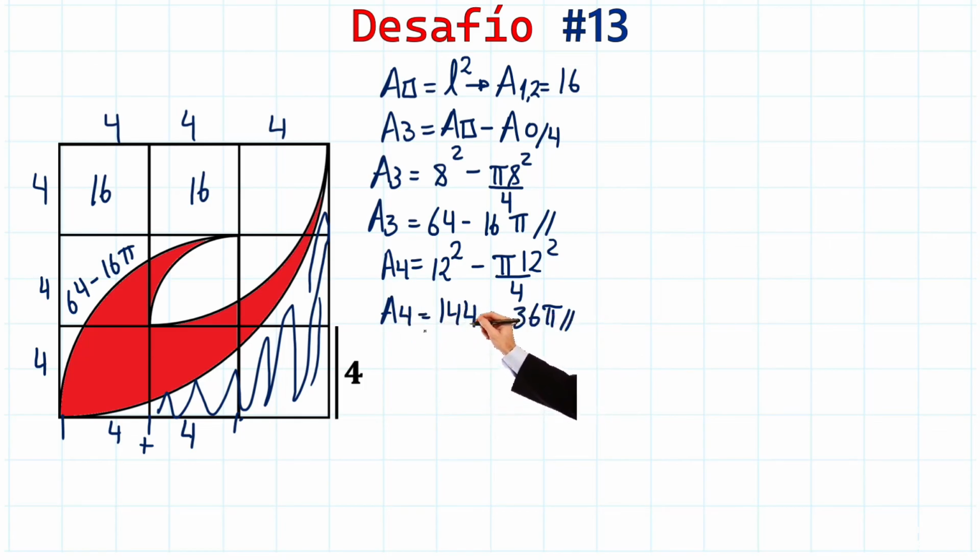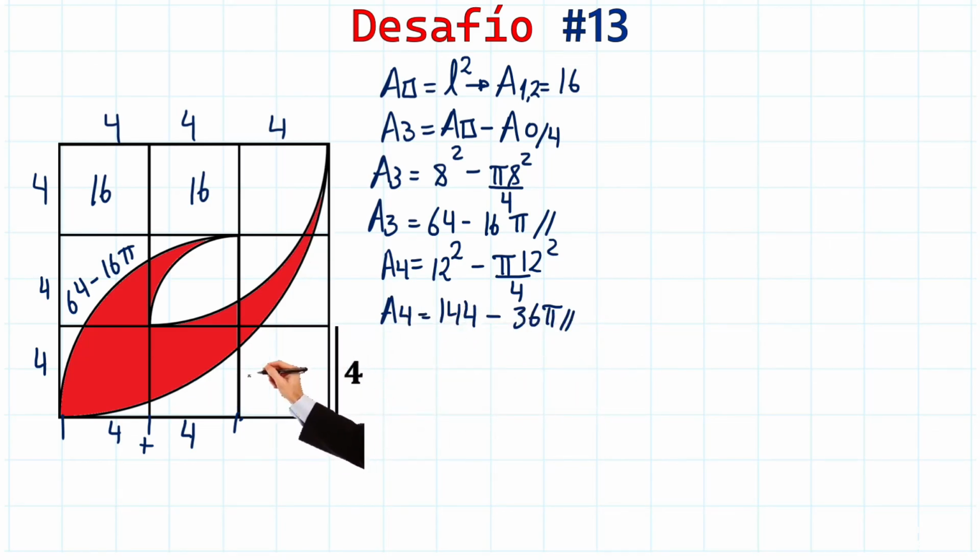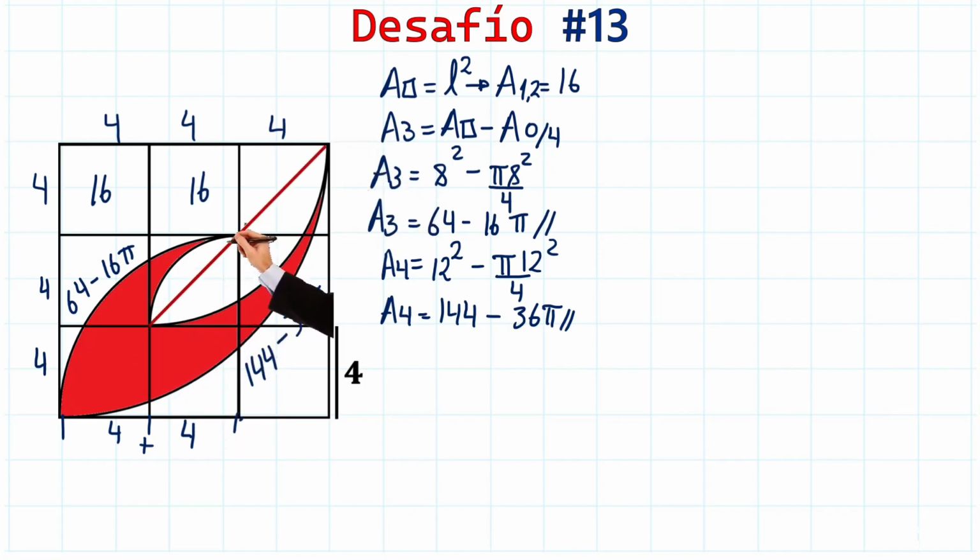Let's move on to area 5. We're going to write it here. Area 4 is 144 minus 36 pi. Great. Very good. And we're almost done finding all the empty areas, right? We need to find this area here, and this area here. To do that, we're going to draw a diagonal line from here to here. Watch closely, like this. We draw the diagonal and we have several shapes. First, we have this shape here, which is a triangle. That should be area 5, right?